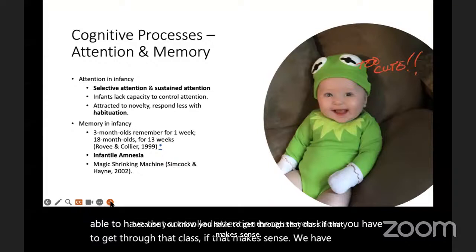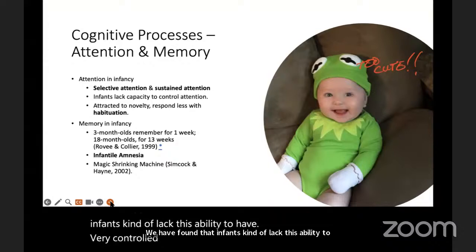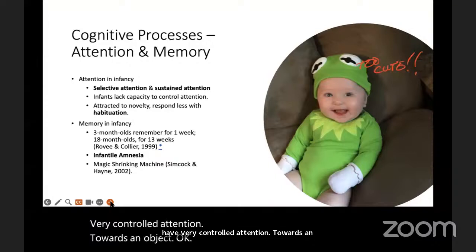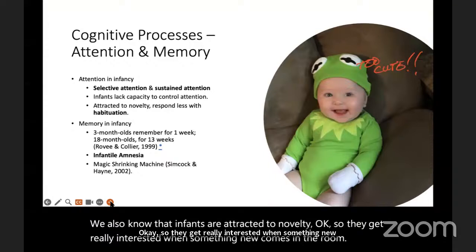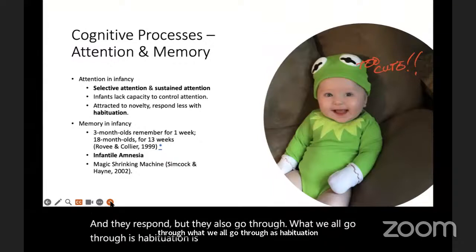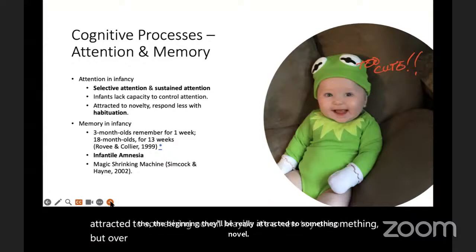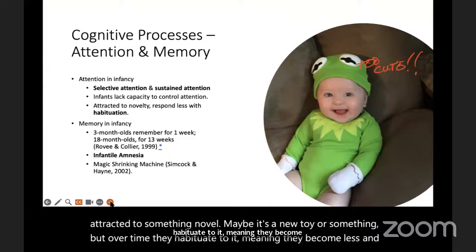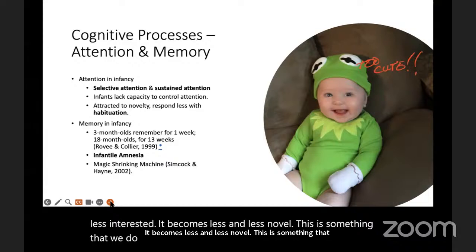We have found that infants lack this ability to have very controlled attention towards an object. We also know that infants are attracted to novelty. So they get really interested when something new comes in the room. And they respond, but they also go through what we all go through, habituation. At the beginning, they'll be really attracted to something novel, maybe a new toy, but over time they habituate to it, meaning they become less and less interested. It becomes less and less novel. This is something that we do throughout our lifespan. So it's not unique to infants, but it is something that they tend to be born with.